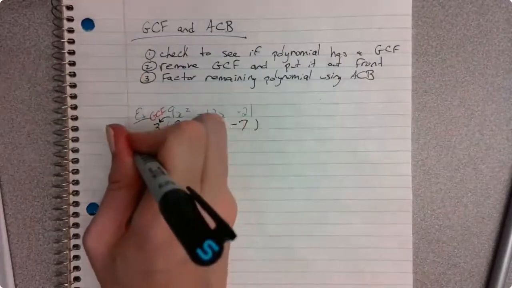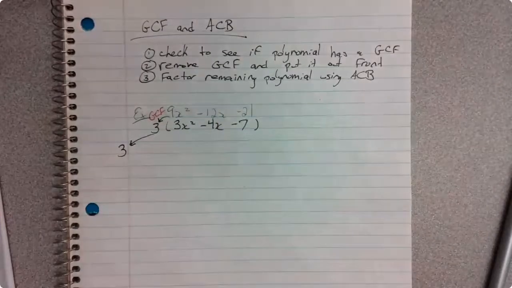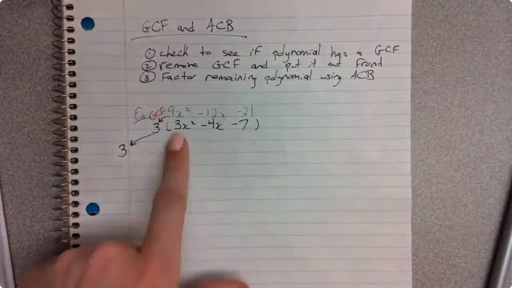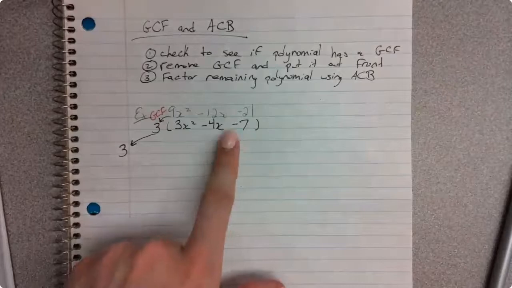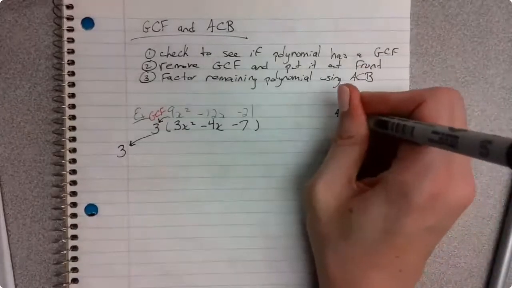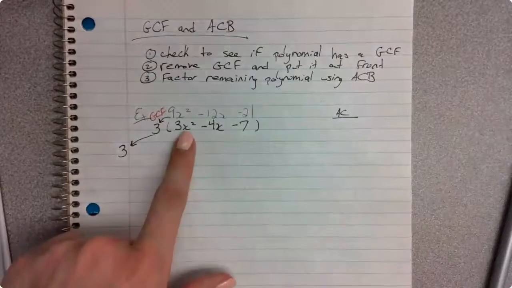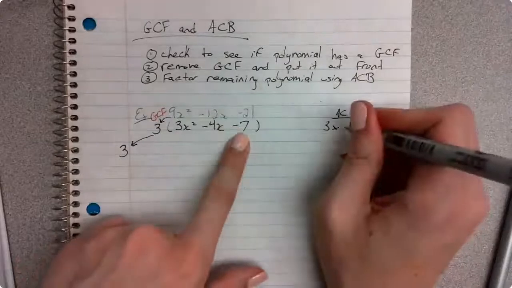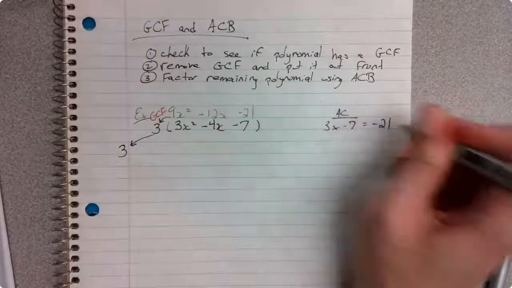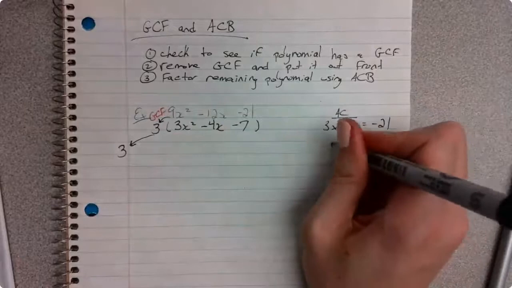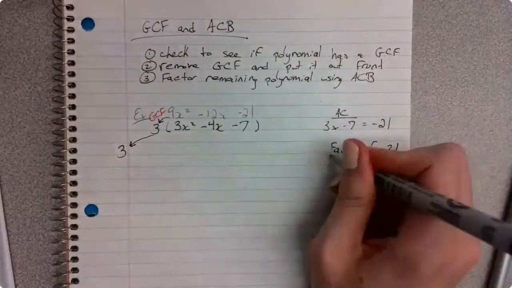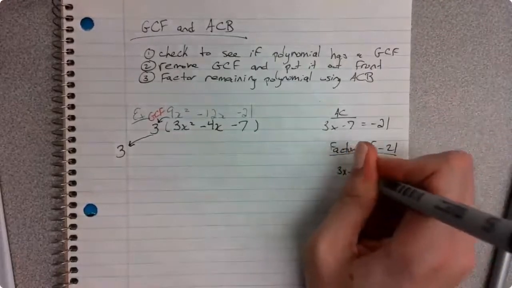So I'm actually going to take this 3, my greatest common factor, and put it way off to the side. I'm going to ignore it completely for now while I use the ACB method to factor the polynomial that's in brackets. So I'll go off to the other side and, like always, do A times C. So the number right in front of my x squared is 3 times my constant, which is -7, gets me -21. Then, of course, I have to find my factors of -21, which includes 3 times -7.